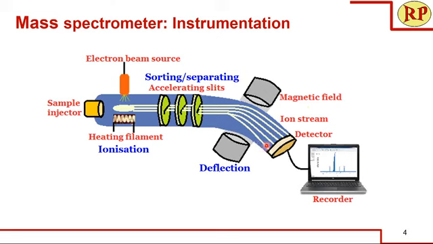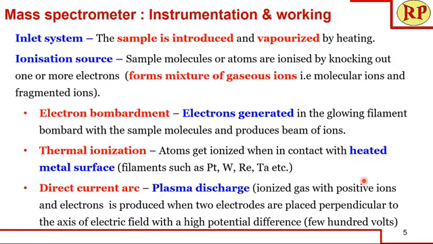Finally, these separated ions enter the detector, and the detector detects these ions and produces current proportional to the number of ions. And this is being recorded in the recorder as the relative abundance of each type of ion on the y-axis and m/z ratio, that is mass to charge ratio, on the x-axis. This is the instrumentation part. We'll see it in detail.